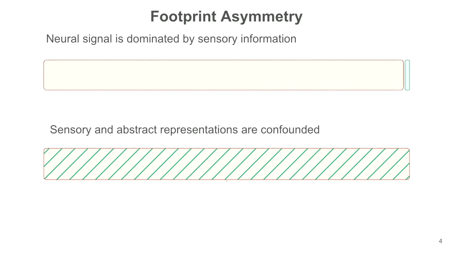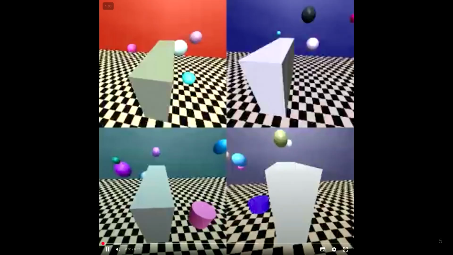These ideas are not new to anyone in the audience, I'm sure, but the contribution of this talk is to demonstrate that in actual practice, in a simulation experiment that I'll show you next, these two levels are so confounded and so asymmetric that we cannot identify abstract representations at all.